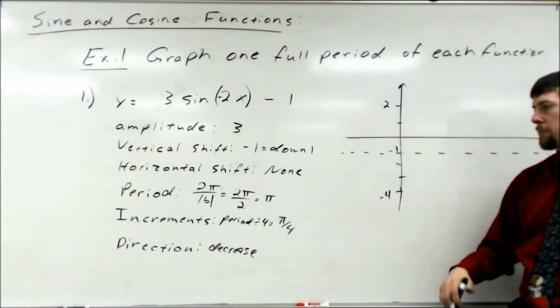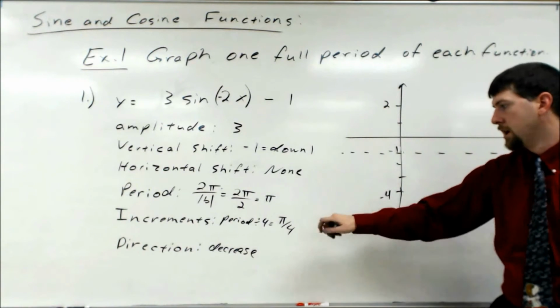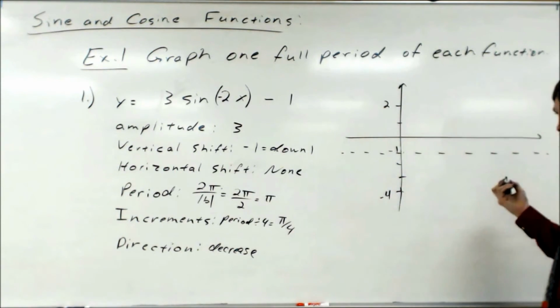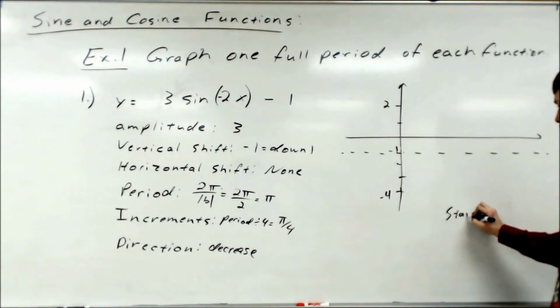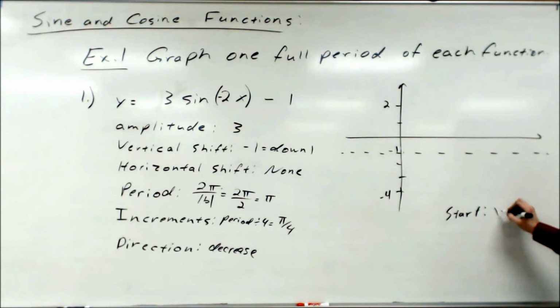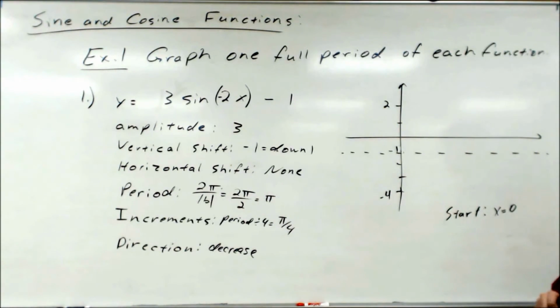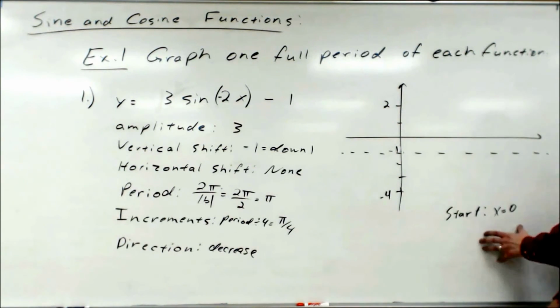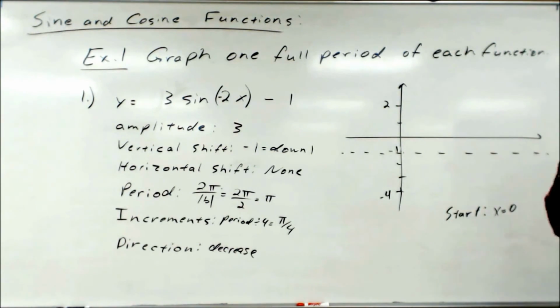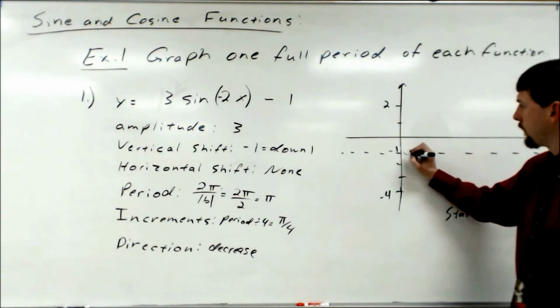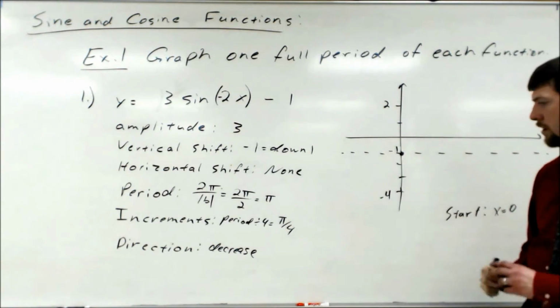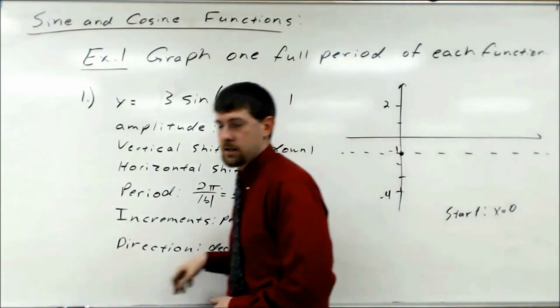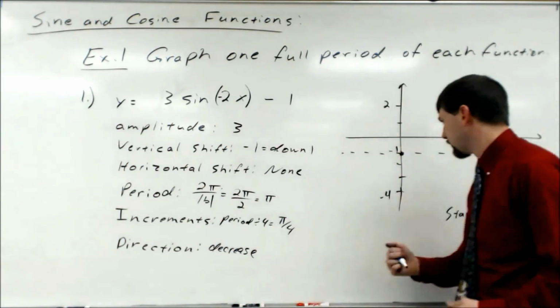The period. Period we use to find the increments. So our starting point, that's what we really want to know. Well, the starting point is typically at x equals 0. Well, in this case, we didn't shift it left or right at all, so it's still at x equals 0. And we're going to start on the sinusoidal axis for a sine curve.